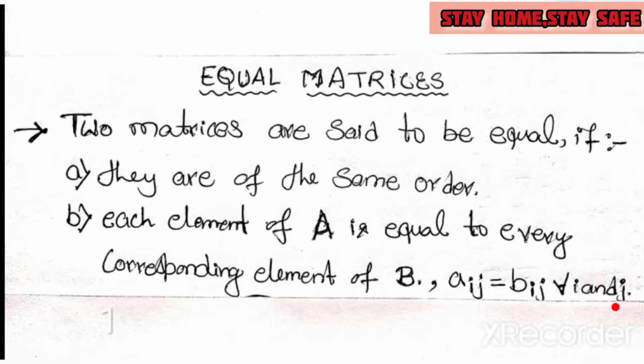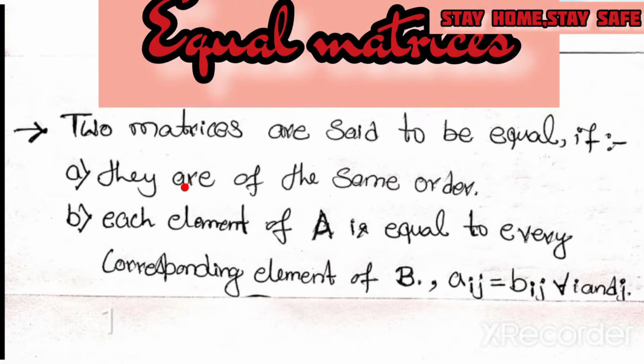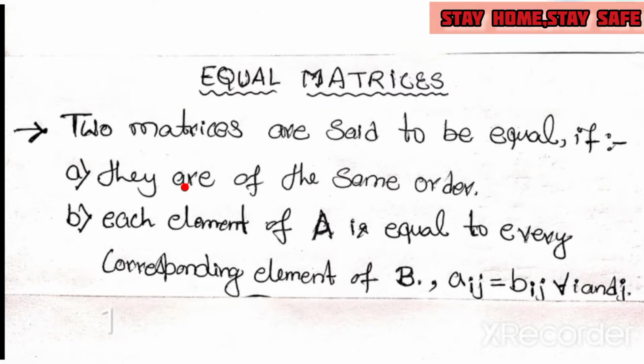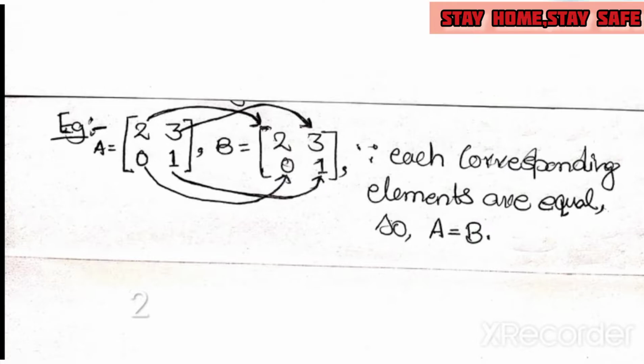Let me tell you clearly, my friends, matrices are said to be equal if they are of the same order, meaning they should have the same order, like m by n or any order of that matrix. Both matrices, or any number of matrices given, should be of the same order, and each element of the first matrix should be equal to every corresponding element of the second matrix. So here we have A as the first and B as the second. An element Aij of matrix A should be equal to an element Bij of matrix B for all i and j. Let's go by an example to get a clear picture of it.